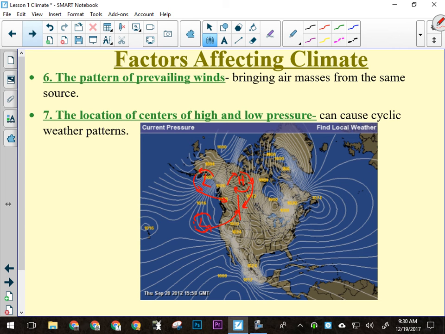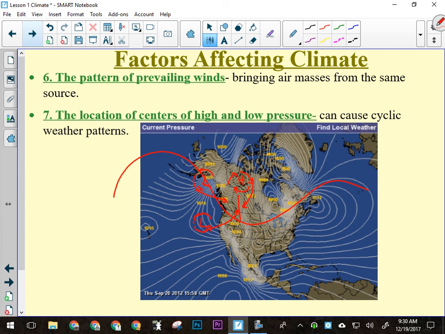The jet stream, how many people have heard of the jet stream? The jet stream is this high altitude wind, and they always draw it on weather maps. It kind of looks like this, and it always seems to cut across North America. Its location changes, and as it moves, it pushes air masses around and high and low pressure areas around. And depending on where it is, you can get really rapid changes in weather.